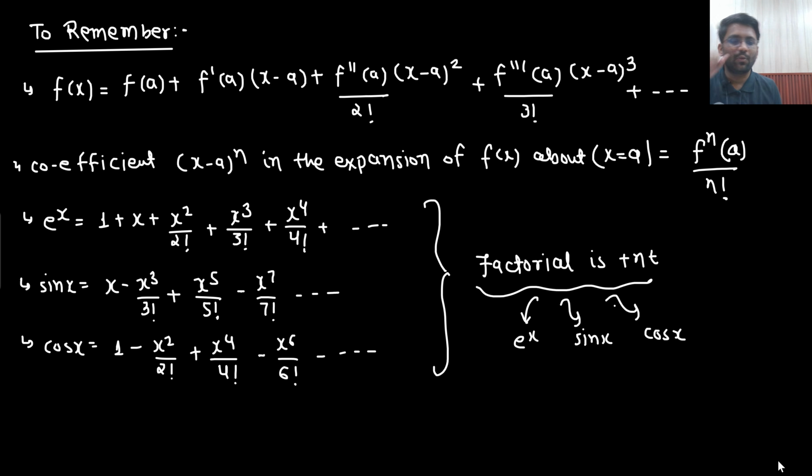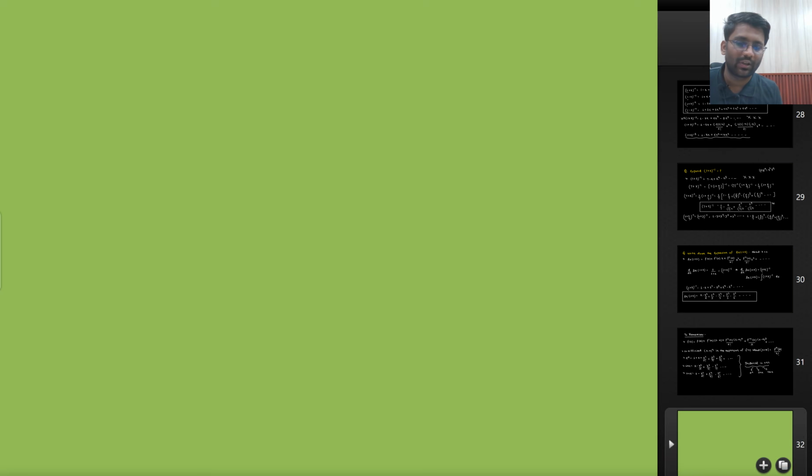Now we studied about 4 more expansions, right? What were those 4 more expansions? Binomial expansion we studied. So this binomial expansion also you need to remember. 1 plus x to the power n is 1 plus nx, plus n into n minus 1, x square by 2 factorial, plus n into n minus 1 into n minus 2, x cube by 3 factorial, and so on.